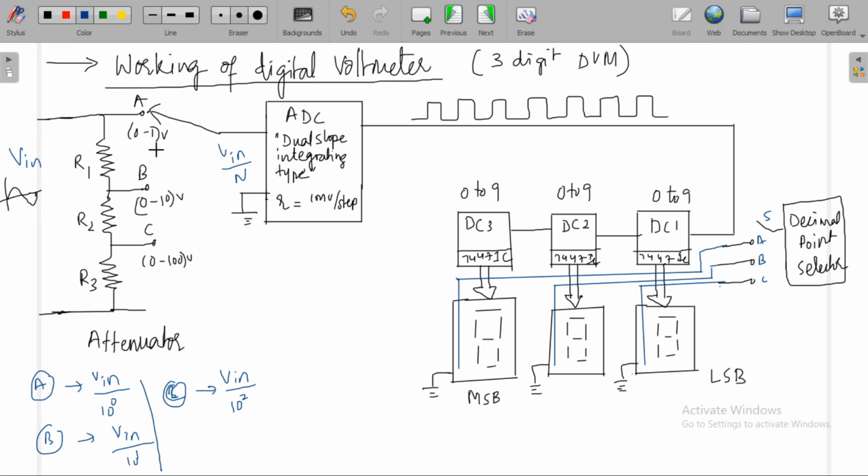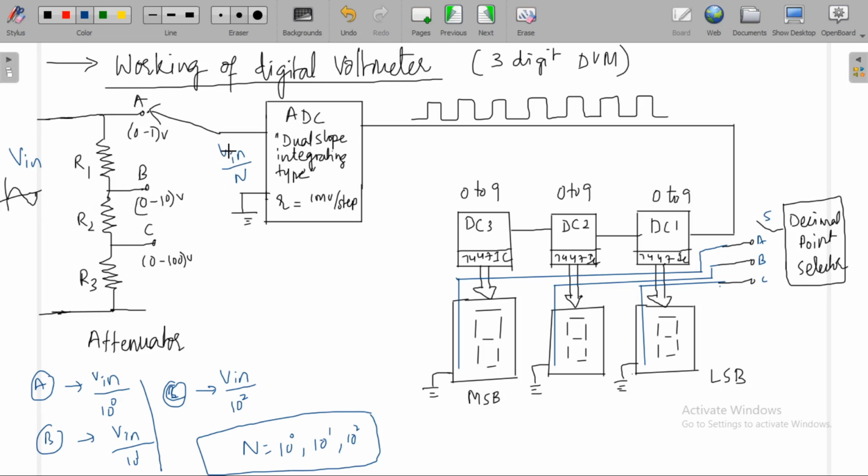If you want to get this range, the switch is thrown to position A. If you want this range, the switch will be thrown to position B. If the switch is thrown to position C, you can get this range. This V in by N is given, where N is equal to 10 to the power of 0, 10 to the power of 1 and 10 to the power of 2, like this. This will be in powers of 10. The input voltage is given to this attenuator, and the attenuated voltage is given to this ADC.